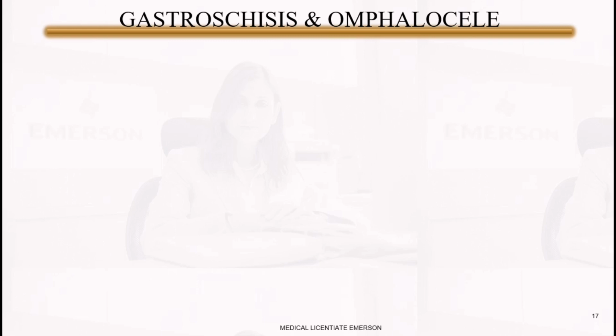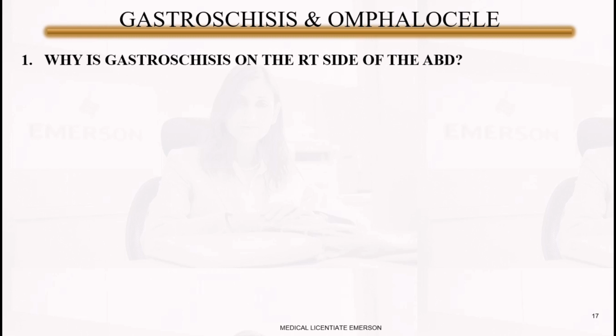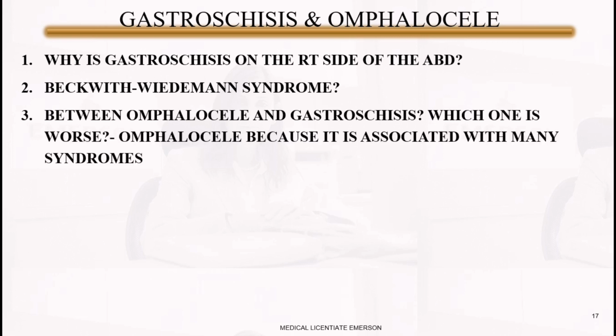Then gastroschisis and omphalocele. Some of the things you need to know are: why is gastroschisis on the right side of the abdomen? Then what is Beckwith-Wiedemann syndrome? Then between omphalocele and gastroschisis, which one is worse? So the answer is omphalocele is worse because it is associated with many syndromes.